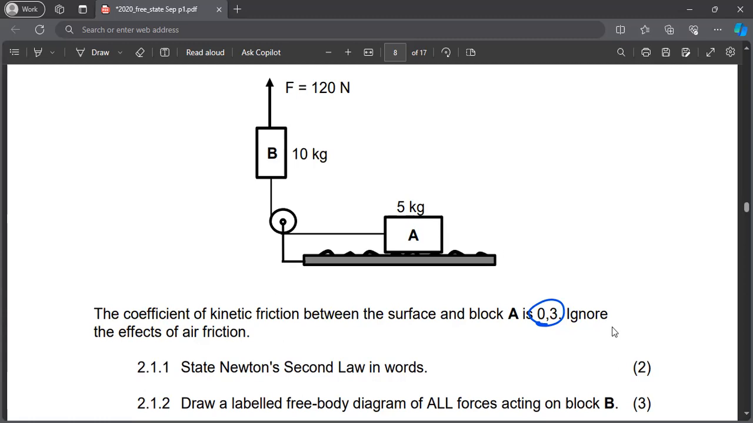Are you fine? Because tension is unknown, acceleration is also unknown. So we have two different unknowns. So what is the idea here? We are going to apply Newton's second law to each of these blocks separately. So let's go and do that.